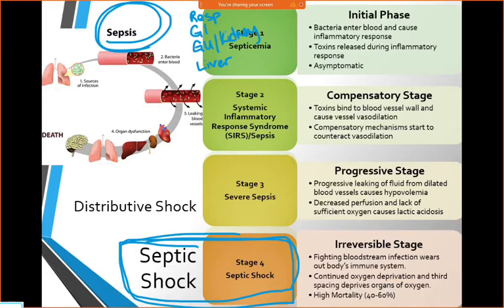This bacteria is now throughout your body in your bloodstream, and so it's a large systemic immune response. And that's what we see in the compensatory phase, and I have a slide for each one. We're going to see increased respiratory rate, an increased heart rate, and no changes in the blood pressure yet. The body's going to start dealing with this.